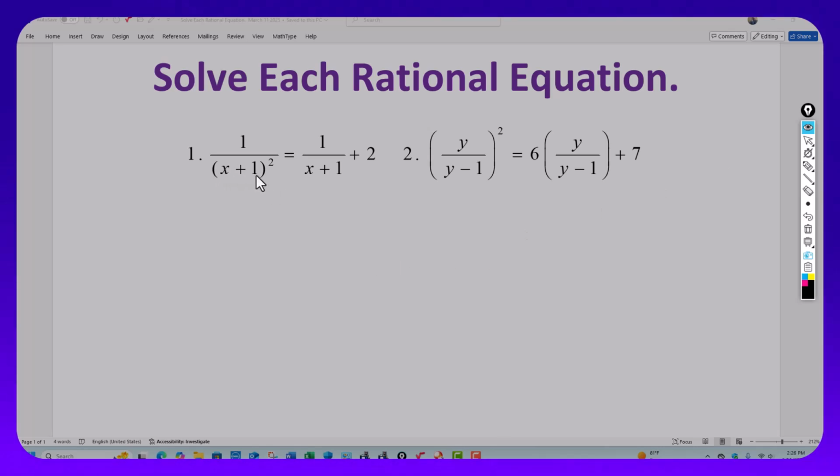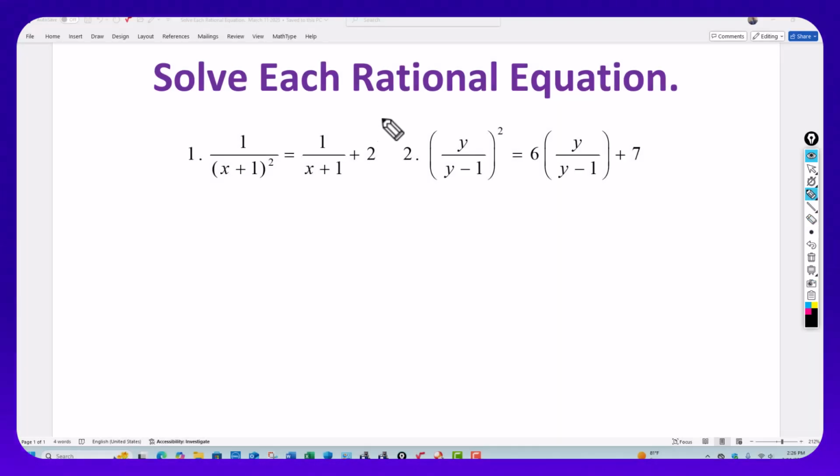Got an x plus 1 in one denominator, x plus 1 again in the other one, and negative 1 and 1 is 0. So you know that negative 1 cannot be a solution. So if you get negative 1 for an answer, that's going to be an extraneous solution, just like with some radical equations, especially the ones involving square roots. So we'll go through here in the first one and just clear the fractions, make it easier to solve.